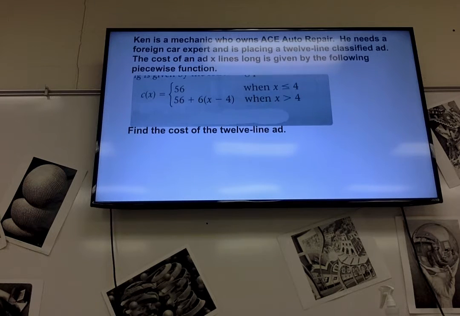Next. Ken is a mechanic who owns Ace Auto Repair. He is a foreign car expert and is placing a 12-line classified ad. The cost of an ad, X lines long, is given by the following piecewise function. So what you definitely need to write down here is this function, that piecewise function. And we are going to, of course, find the cost of a 12-line ad. And I'll tell you how to do that, but write down the function first.